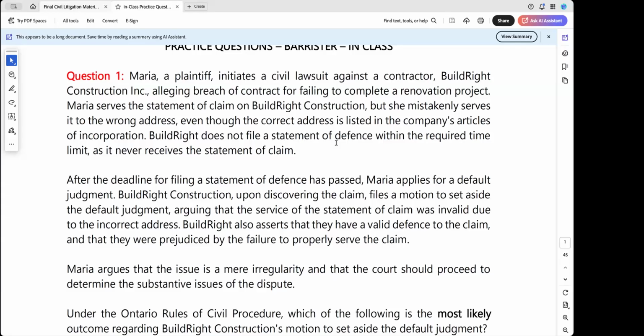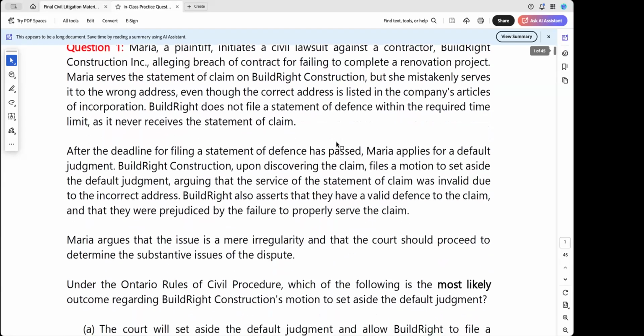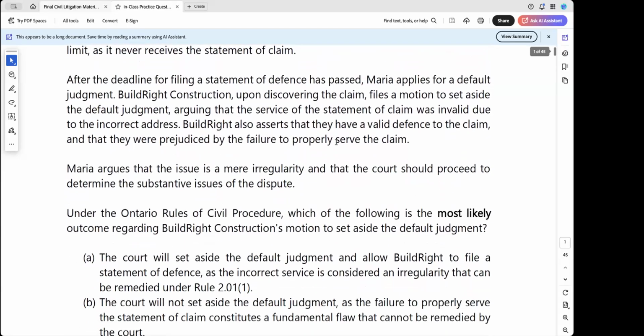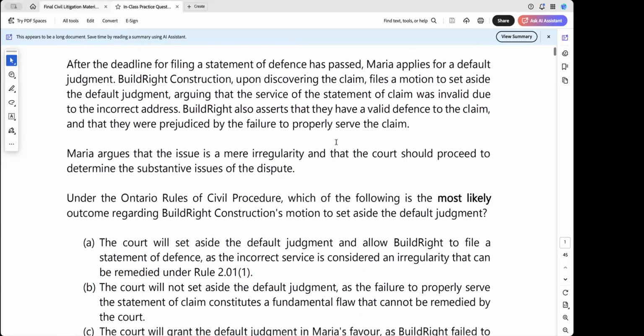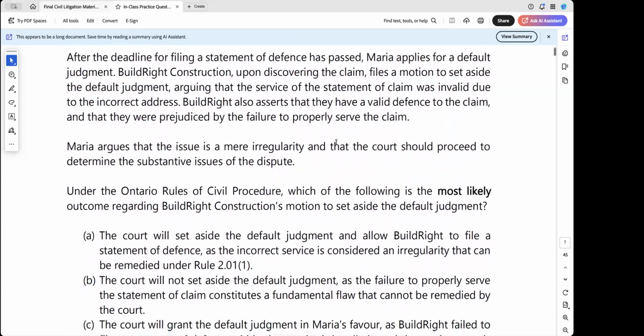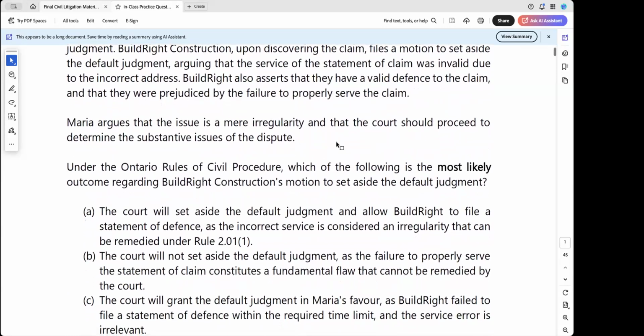Buildright does not file a statement of defense within the required time limit, as it never receives the statement of claim. After the deadline for filing a statement of defense has passed, Maria applies for a default judgment. Buildright Constructions, upon discovering the claim, files a motion to set aside the default judgment, arguing that the service of the statement of claim was invalid due to the incorrect address.